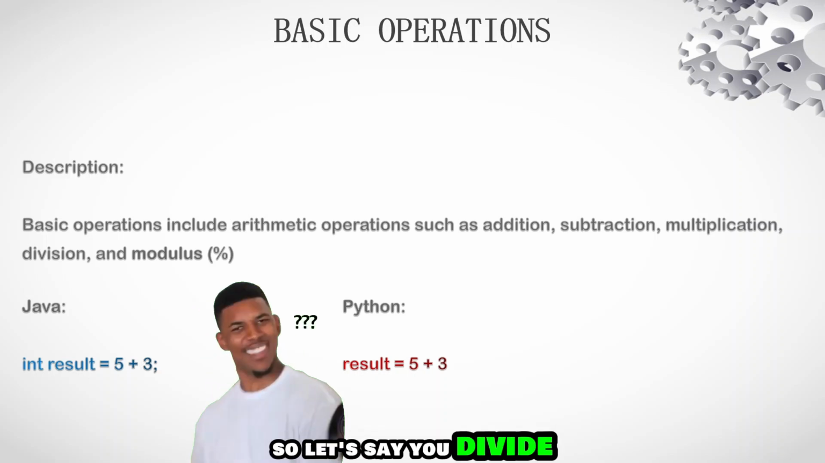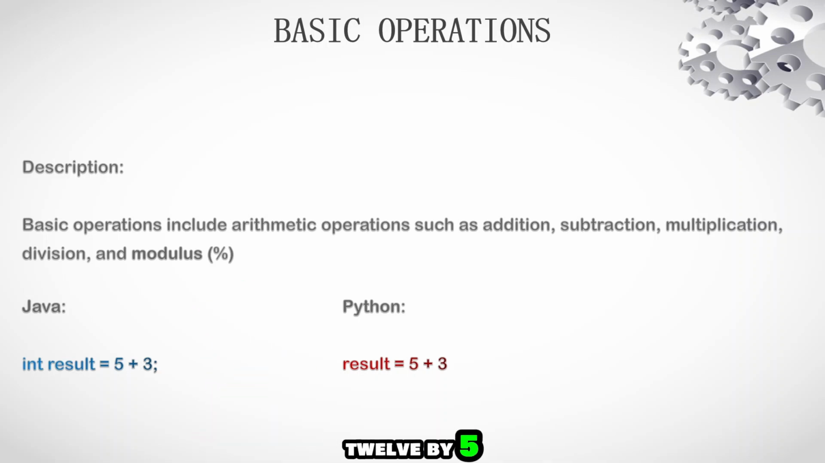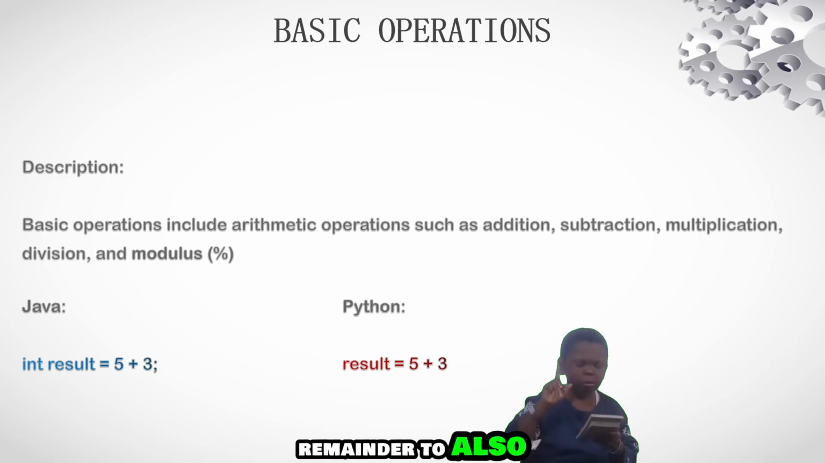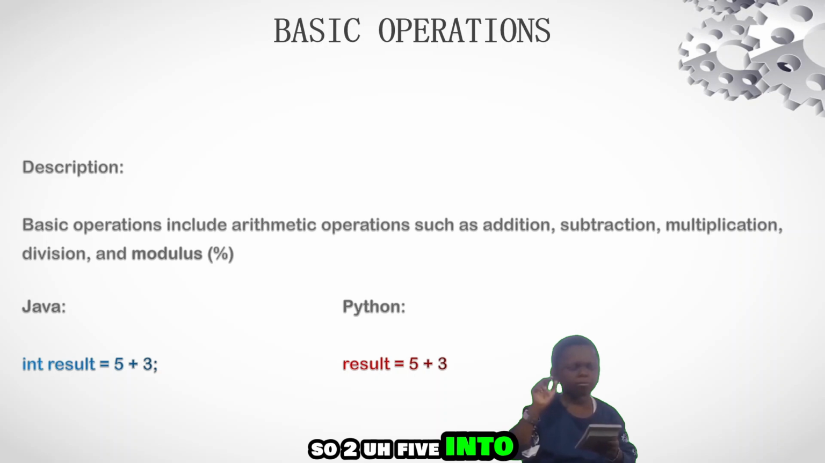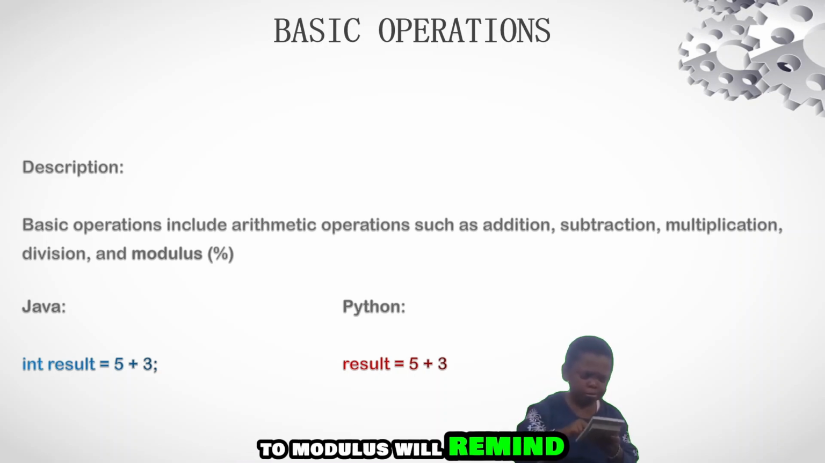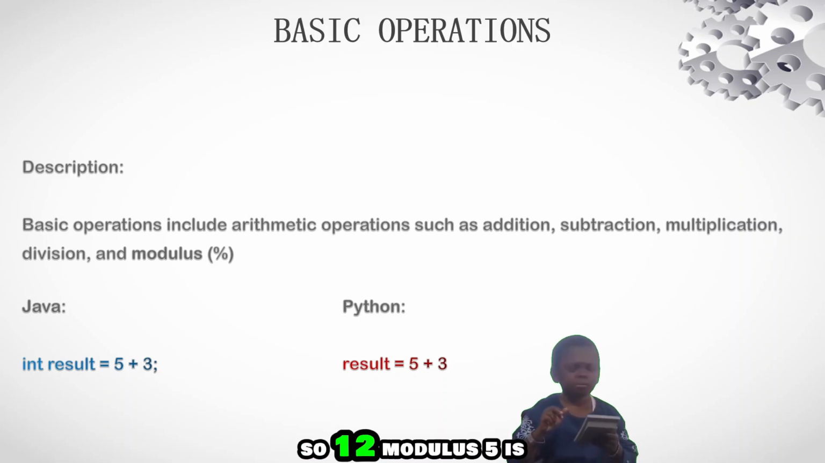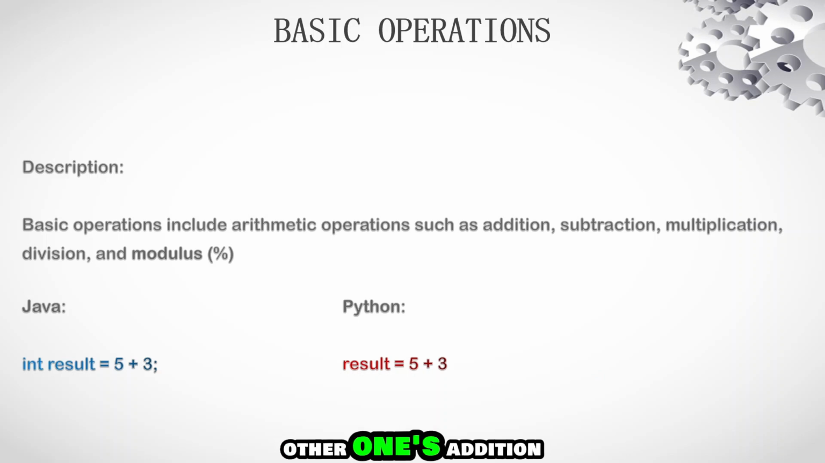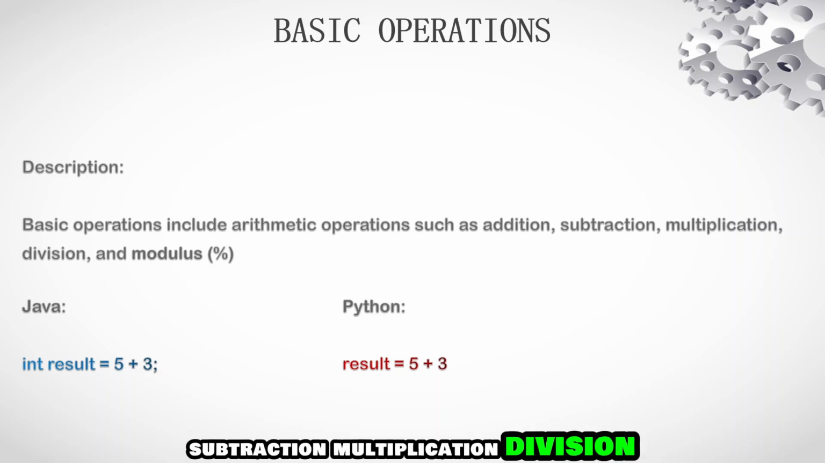So let's say you divide 12 by 5, that is like you get 2, but then there is a remainder 2 also. So 5 into 2 is 10. And then there's the remainder 2. Modulus will give you back the 2. So 12 modulus 5 is equal to 2. Okay, and you know the other ones, addition, subtraction, multiplication, division.